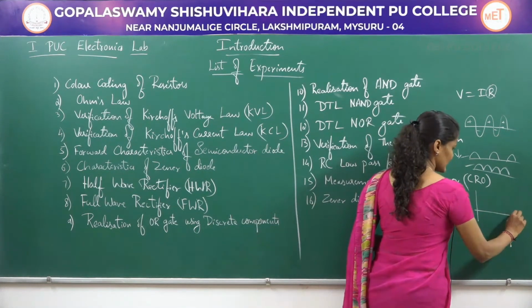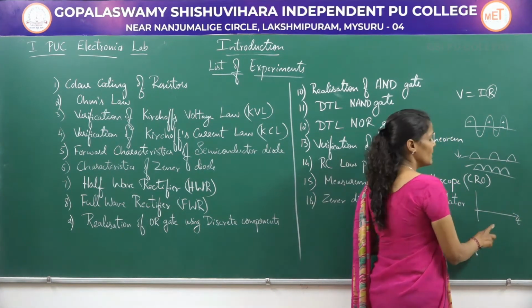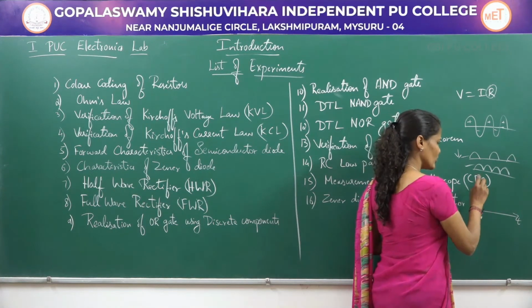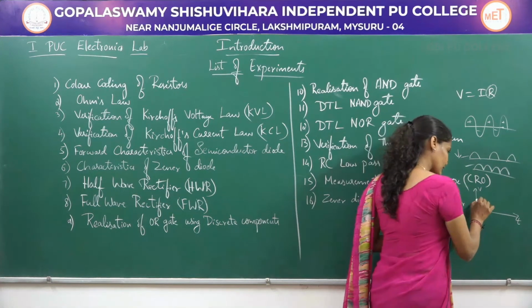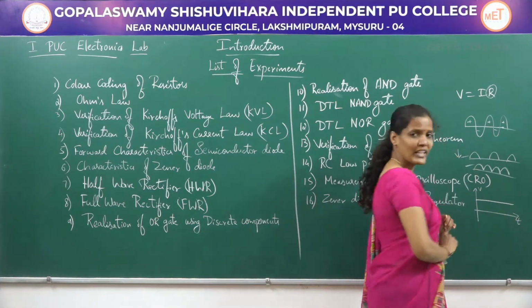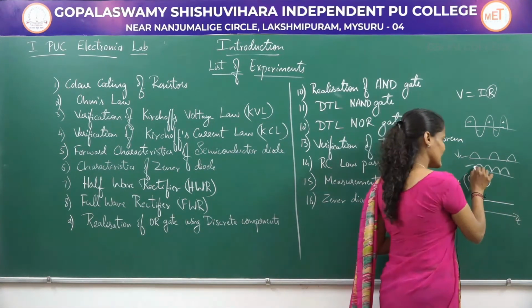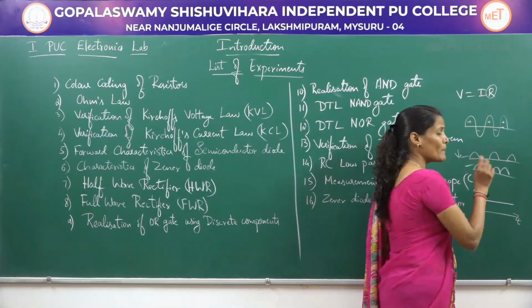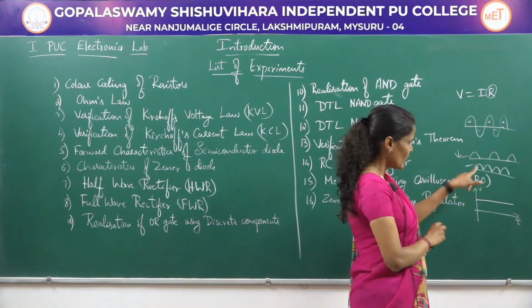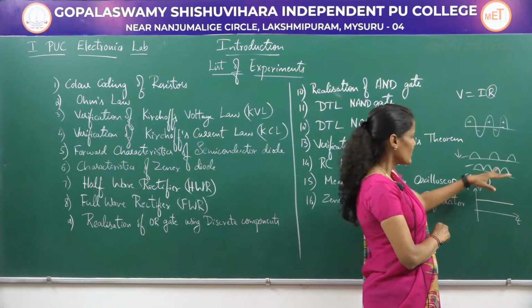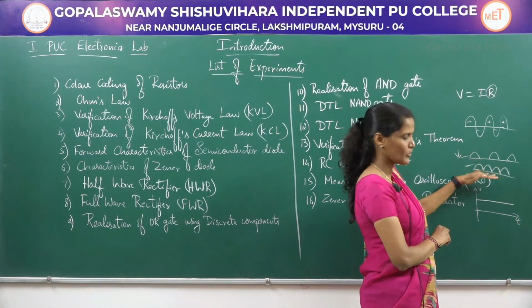If I am going to consider this as a waveform where I am plotting between time period and voltage, for DC I have to get a straight line, but here I am not getting a straight line. I am getting a varying or a pulsating DC. Why am I calling this DC? Because I am having only positive values.